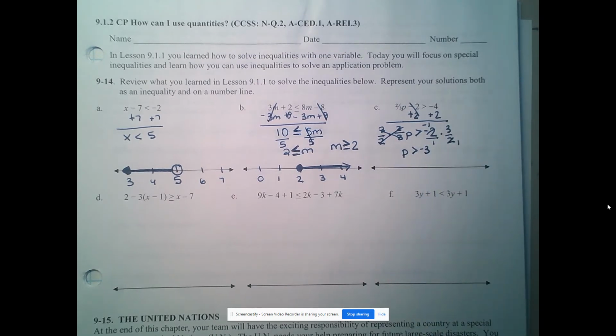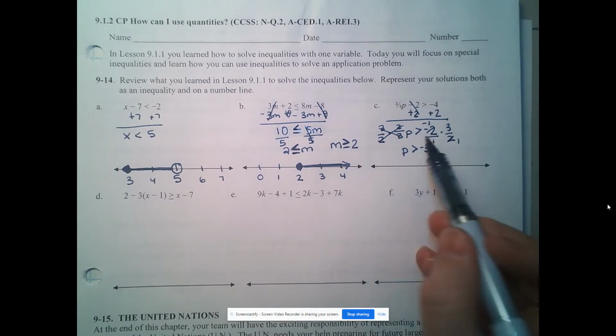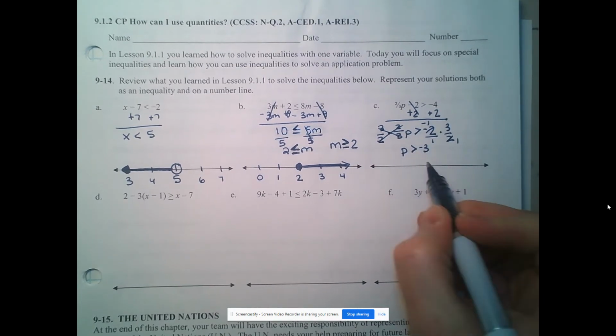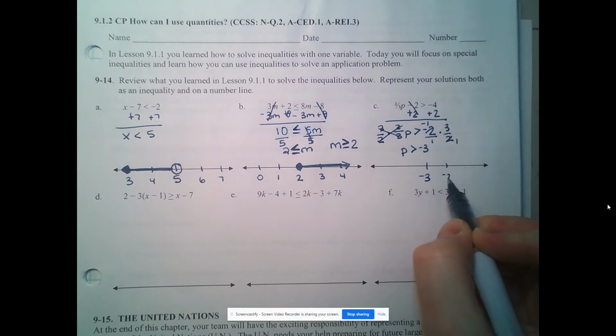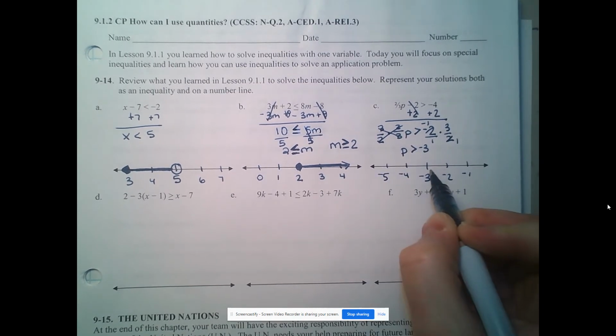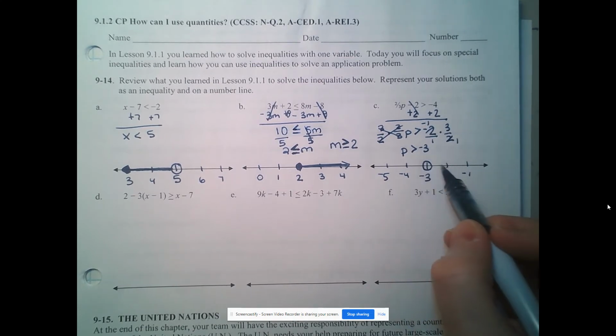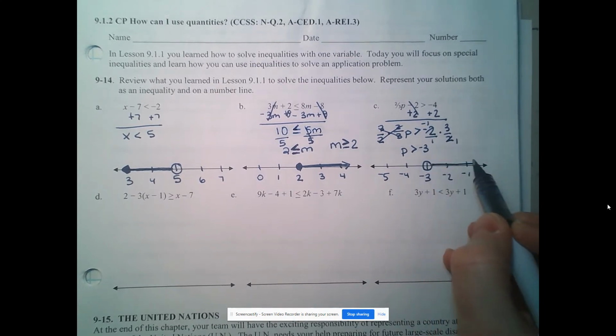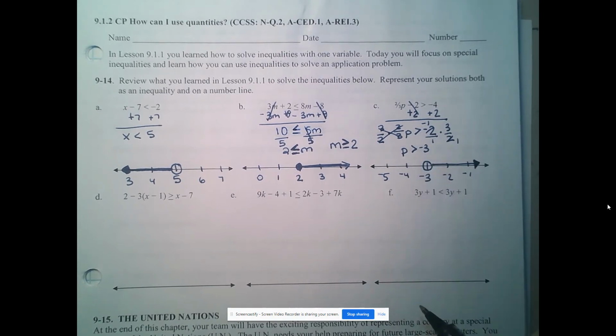Now, the number that I multiplied both sides by was a positive 3/2. So the greater than stays a greater than. I'll put negative 3 right here in the middle with higher numbers to the right, lower numbers to the left. The negative 3 is going to get an open circle, and it's greater than, so I'm going to point to the right up where the 0 and the positive numbers would be. Now, also notice it's open because there's no equal to.